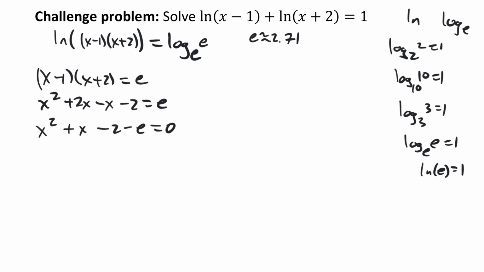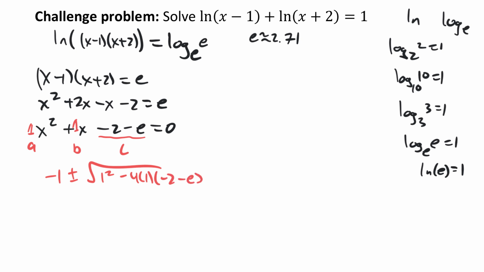And let's say we don't have a calculator, so we can't actually get a decimal for this. That means we've got to go quadratic formula, and these are going to be my values. This is my a, invisible 1. This is my b, invisible 1. And this whole thing is my c. Quadratic formula says minus b plus or minus the square root of b squared minus 4ac all over 2a.